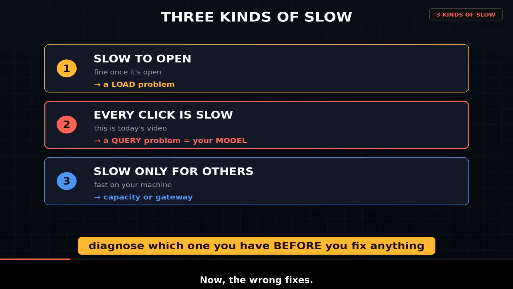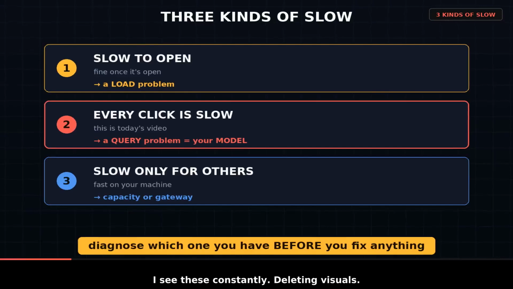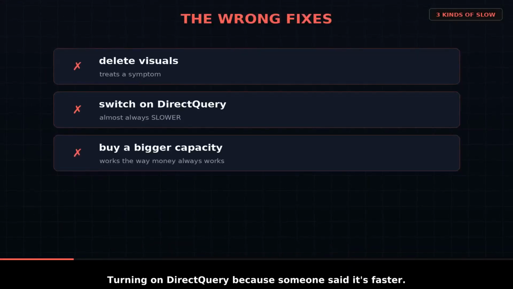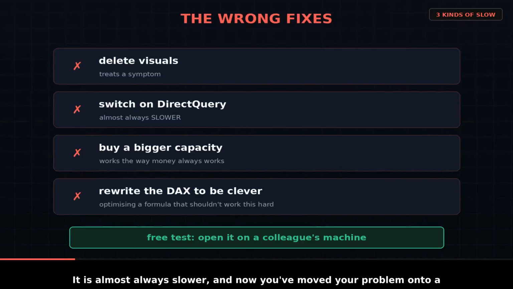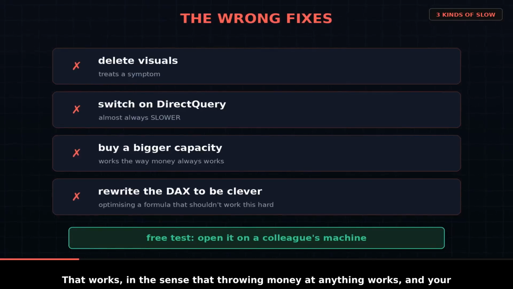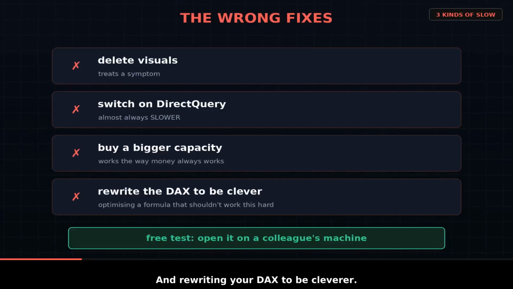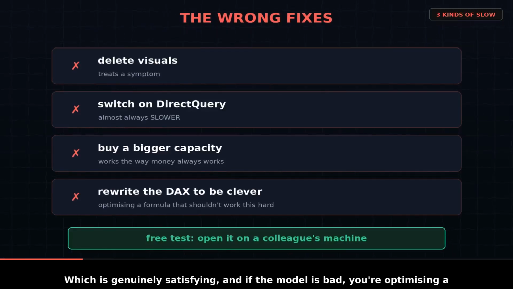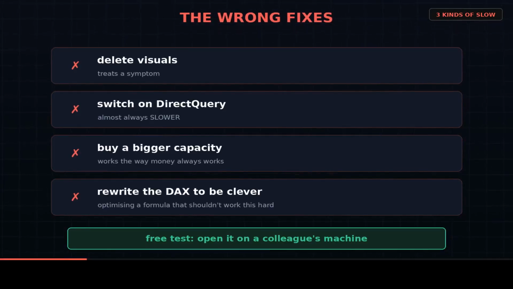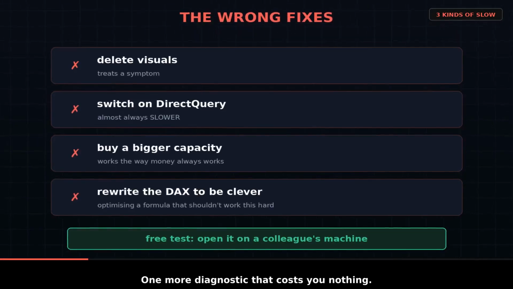Now, the wrong fixes. I see these constantly. Deleting visuals. That helps a bit, and it treats a symptom. Turning on direct query because someone said it's faster. It is almost always slower, and now you've moved your problem onto a database. Buying a bigger capacity? That works, in the sense that throwing money at anything works, and your model is still wrong. And rewriting your DAX to be cleverer, which is genuinely satisfying. And if the model is bad, you're optimizing a formula that shouldn't have to work that hard in the first place.